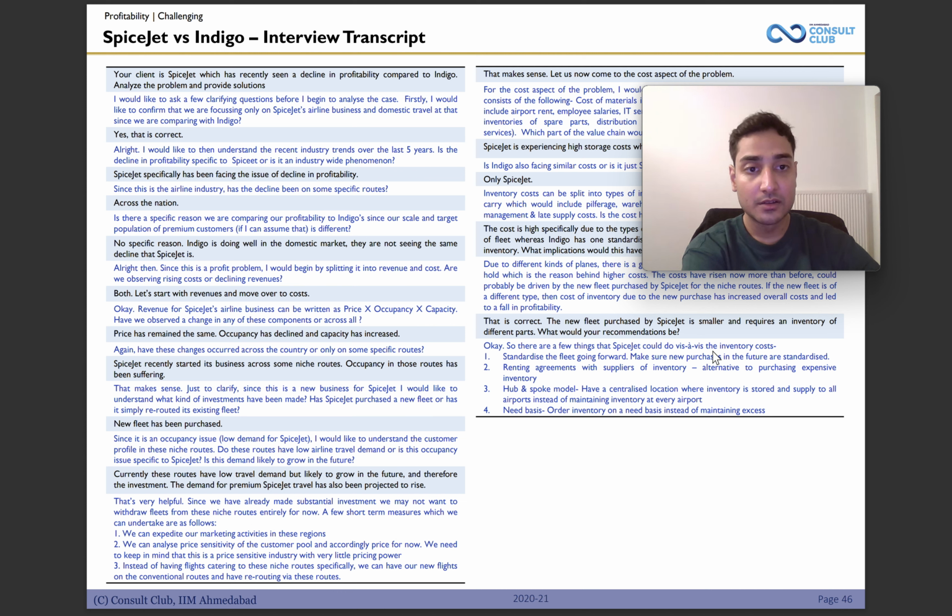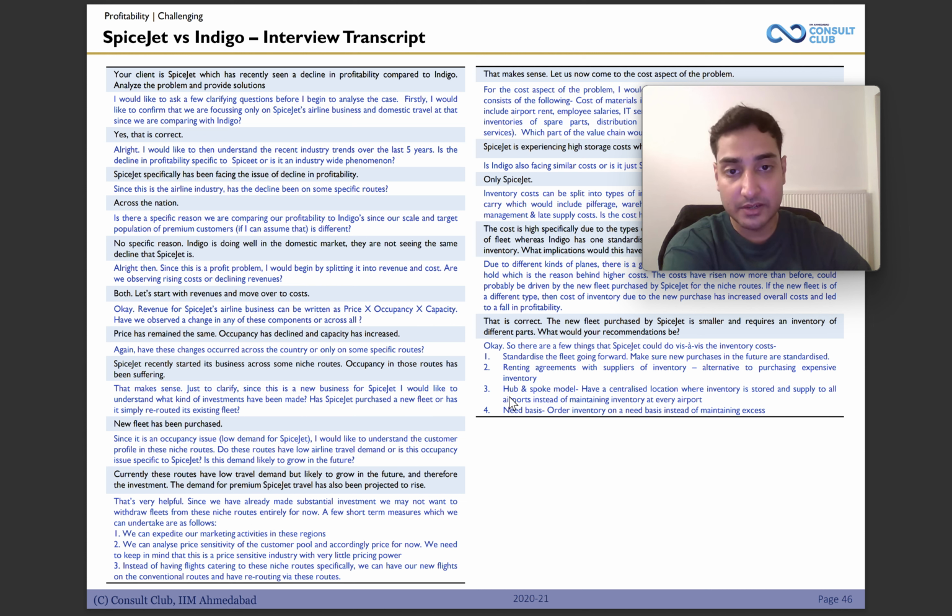Vis-a-vis the inventory cost, standardize the fleet going forward. Make sure the new purchases in the future are standardized. Renting agreements with suppliers of inventory.